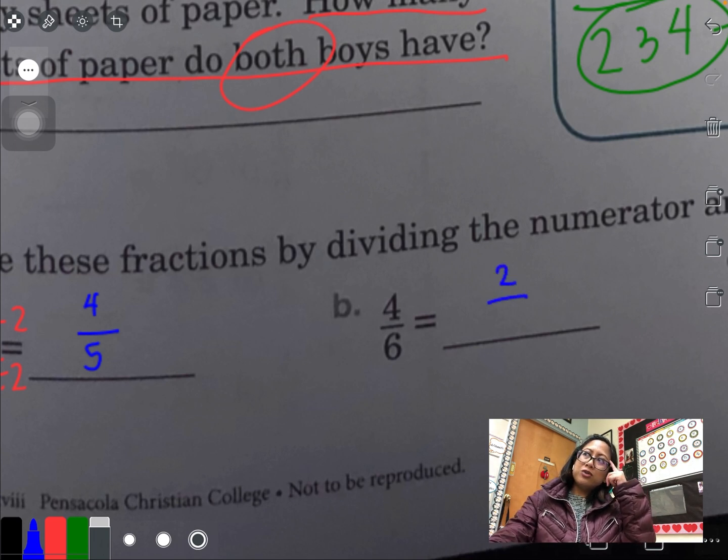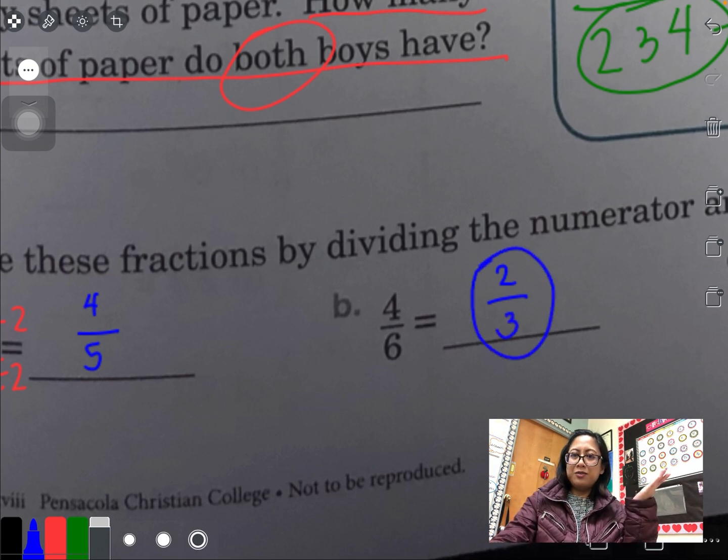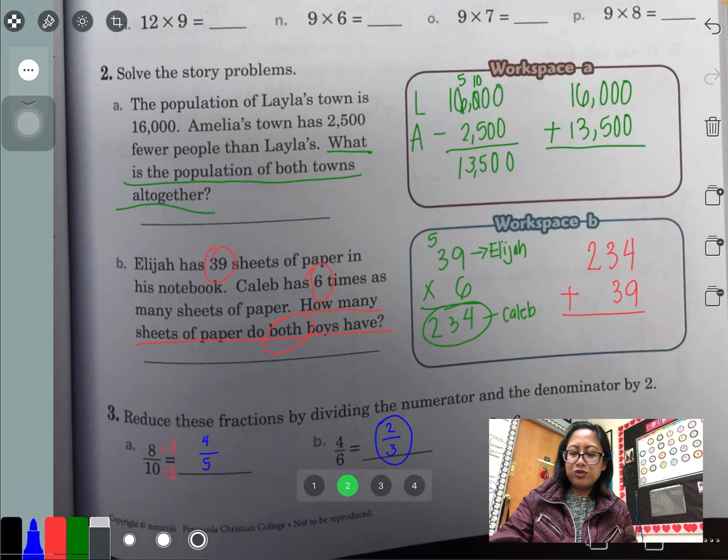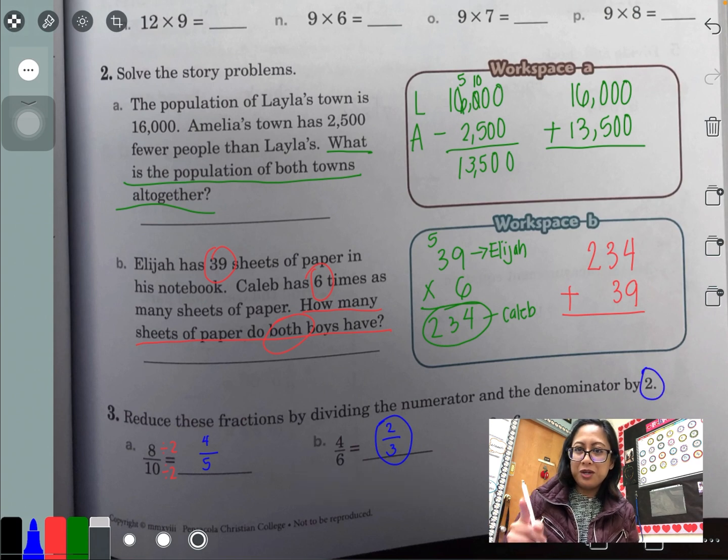6 divided by 2 is 3. See how I did in my head? All right. You can try C on your own. You can either write it out, which is fine, or you can do it in your head, which is good critical thinking practice. Okay, and all you're doing is dividing the numerator and the denominator by 2. That's what they tell you. They give you a number.